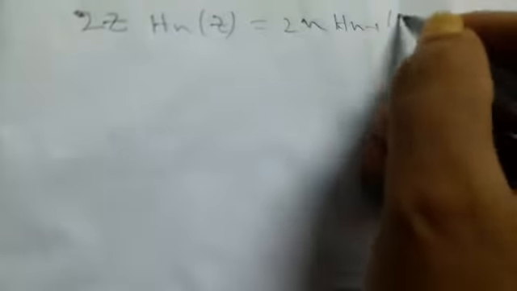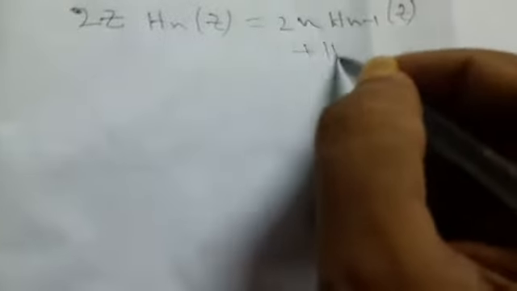2z Hn(z) is equal to 2n Hn minus 1(z) plus Hn plus 1(z). We have to prove this relation. Now for the part of proof.